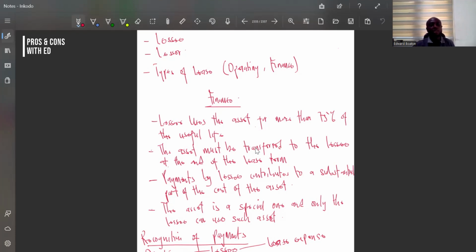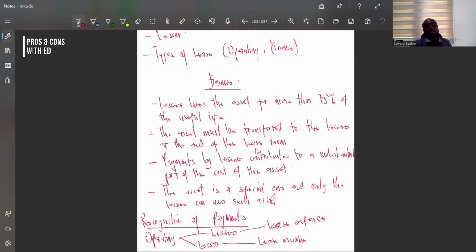The last thing we mentioned is that the asset is a special one and only the lessee can use such an asset. So if only the lessee can use the asset, after the lease term, if you transfer it to the lessor, what is the lessor using it for? The lessor will not use it for anything. So now it becomes the asset for what? The lessee, and therefore it makes it a finance lease.